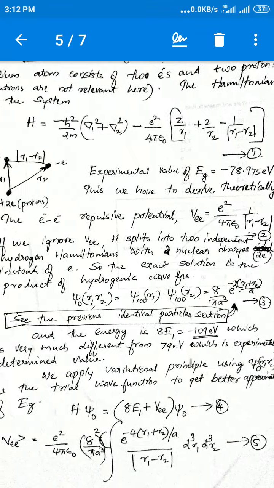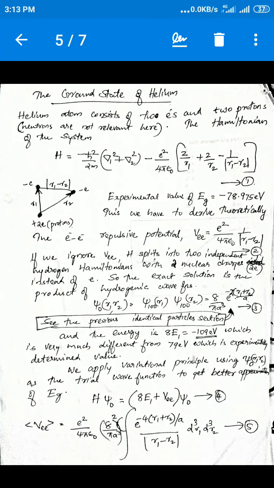Now let us apply the variational principle using psi 0 r1 as the trial wave function. Here we take the product of two hydrogenic wave functions as the trial wave function, and we include the repulsive potential also. If we don't include the repulsive potential VE, we don't get the correct energy; we get 8E1, which is minus 109 electron volt. That is very far away from the experimentally determined value. So we need to really consider the repulsive potential also.